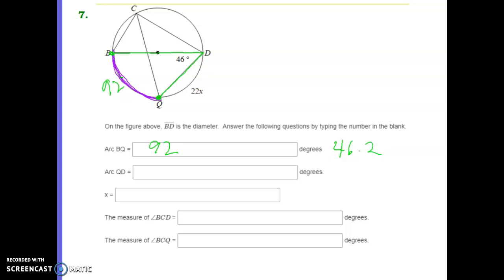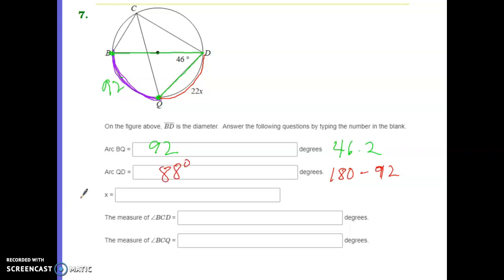Then QD. So let's see, in a different color, QD. QD is this length right here. Well, we were told that BD is the diameter. So all I have to do to find QD is just do the diameter, which is halfway around the circle, 180 minus 92, and I'll get the difference. And that is 88 degrees.